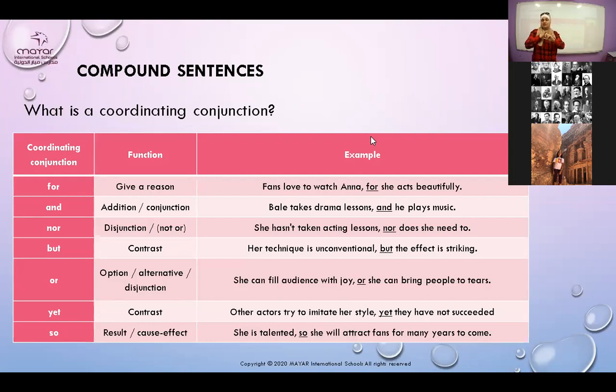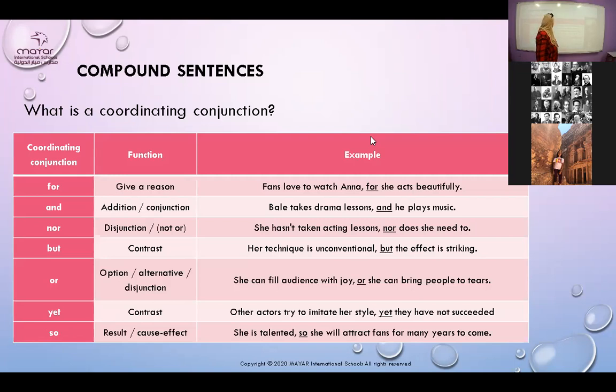So be careful for but, and, or, and nor. Sometimes you find them in simple sentences. Here, she can fill audience with joy, or she can bring people to tears. I will stop here in this sentence to tell you the difference. She can fill audience with joy, okay? Delete or. Can we say she can bring people to tears? Is it a full idea? Is it a complete idea? Yes. So or here is a conjunction that joins two independent clauses.